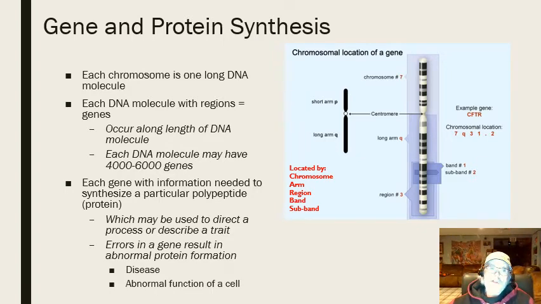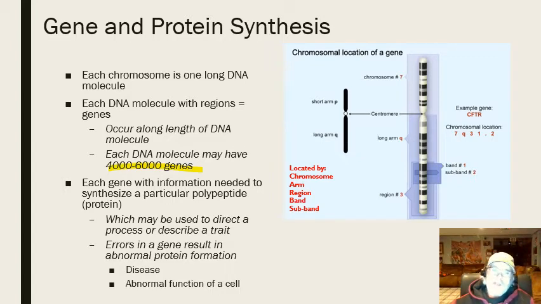So what happens is, again, each chromosome is one long molecule of DNA, and each DNA has regions along that, and those things are called genes. When they did this Genome Project, they wanted to provide an address for each of those genes, so they know where each of those genes would be located along that entire length of DNA, in which chromosome. Now this was a monumental project, because each DNA molecule may have 4,000 to 6,000 genes, a ton of genes. So it was pretty daunting.